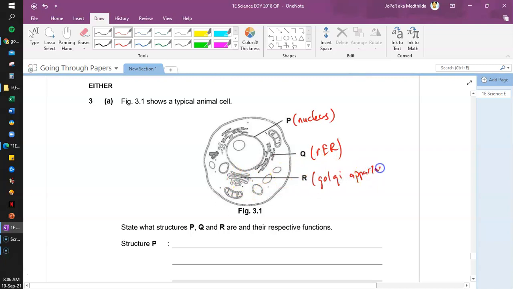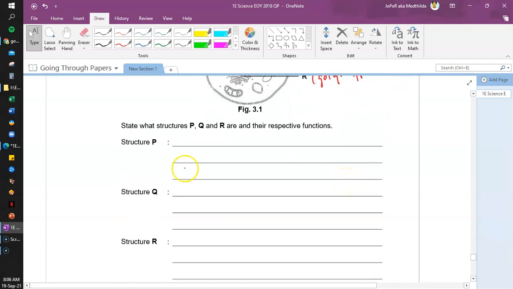Now, what do they actually do? What is their name? I'm going to write down what they are. First one, the nucleus. What does the nucleus do? The nucleus contains hereditary information, your DNA, and controls cell activities.